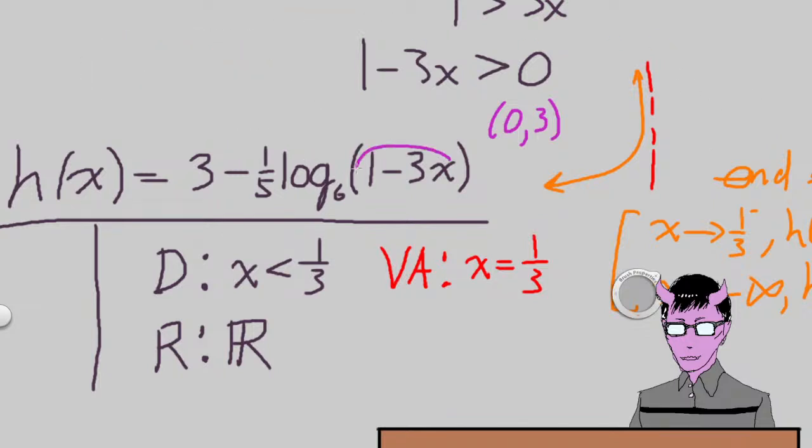Anchor point number 2, we're going to force the entire inside to be positive 6. So once we force, well, how do we force positive 6 first? So minus 1, minus 1, divide by negative 3, divide by negative 3.